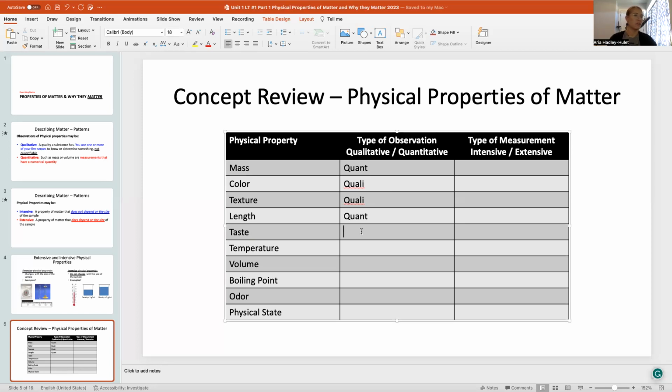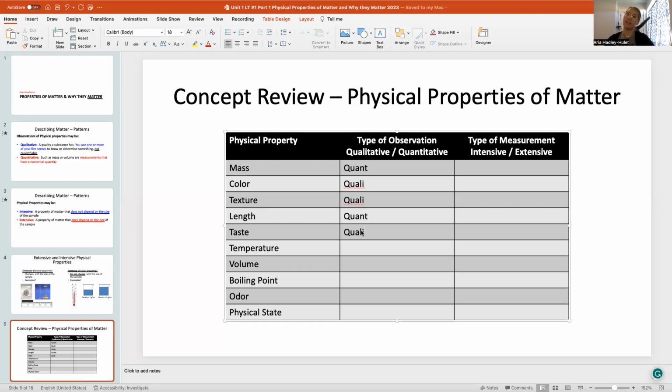Taste, qualitative. Now, you can make arguments for some of these though, like taste. Like we have the Scoville scale of how spicy something is. So now there's a number associated to taste. So just keep that in mind.